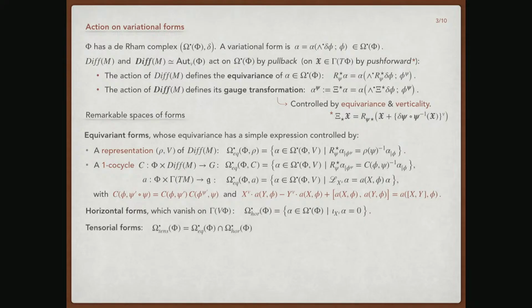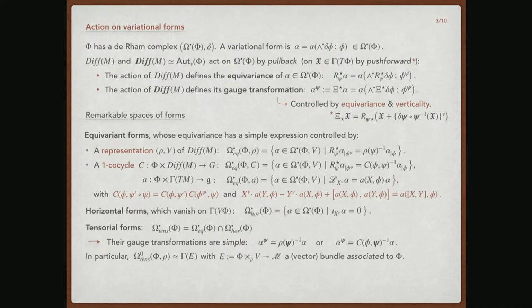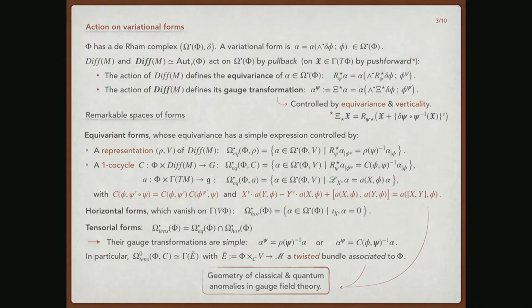So let me fast forward. Tensorial forms are horizontal forms, vanishing on vertical vector fields. They are nice because they have a nice transformation, hence the name. Why are they called tensorial? Because they have a homogeneous transformation, aka tensorial transformation, under the symmetry in question, controlled by the representation or the cocycle. Just to reinforce what I said, those cocycles, in that context, are exactly the geometric underpinning of the phenomenon of anomaly in gauge field theories, or general relativistic gauge field theories.